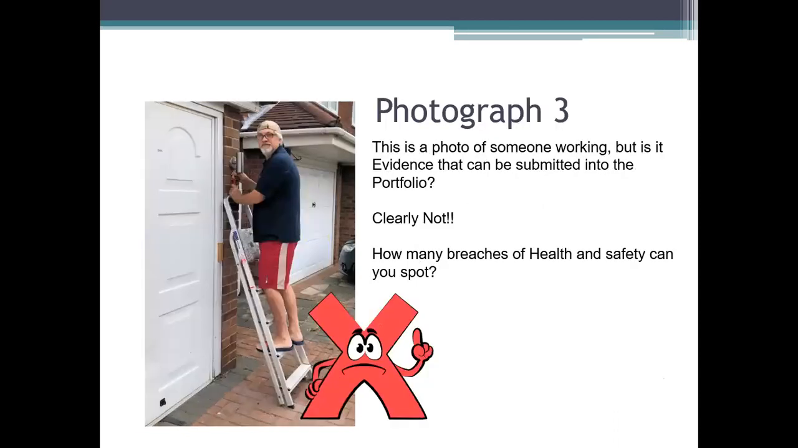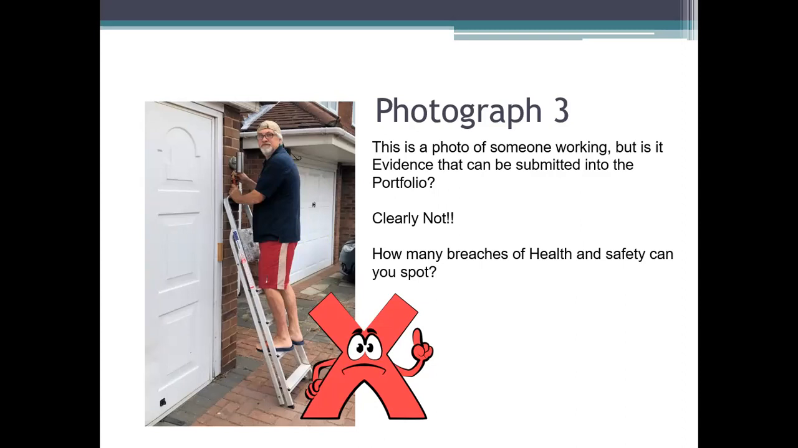And this clearly is not evidence that you could present. I don't think there's any compliance with health and safety there at all. Okay, and quite often, surprisingly enough, we do see photographs like this being presented as evidence.